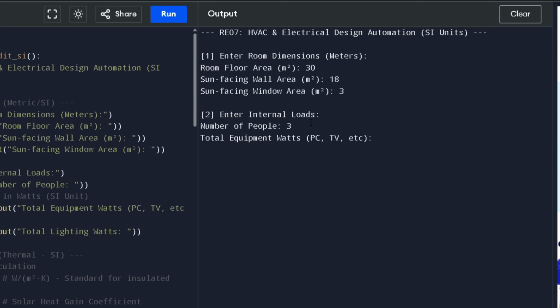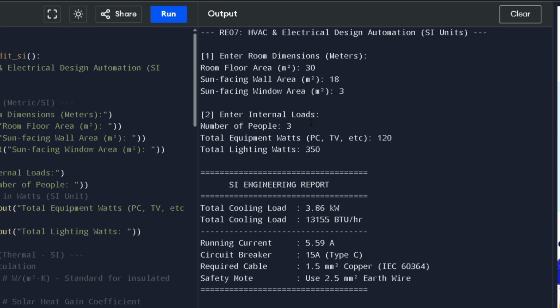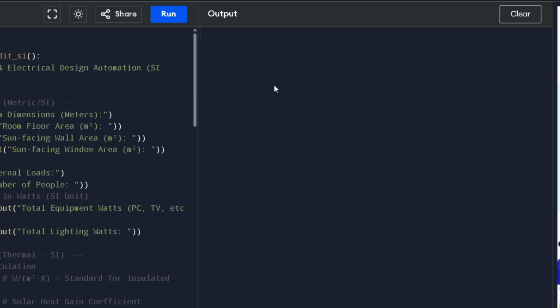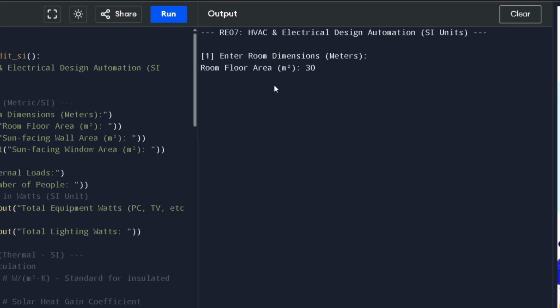In today's lesson, we will explore a powerful and practical example of engineering automation using Python. As mechanical engineers, one of our key responsibilities in HVAC system design is to determine both the cooling load of a room and the electrical requirements of the air conditioning system. Traditionally, these calculations are performed manually or using spreadsheets. However, manual calculation is time-consuming, prone to human error, and difficult to repeat for multiple projects.